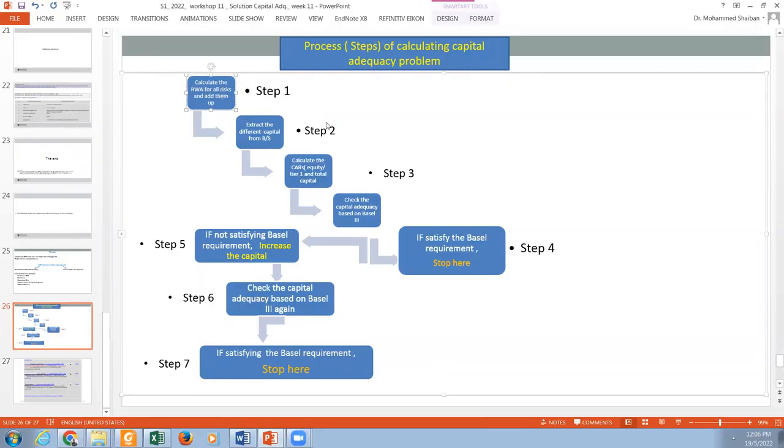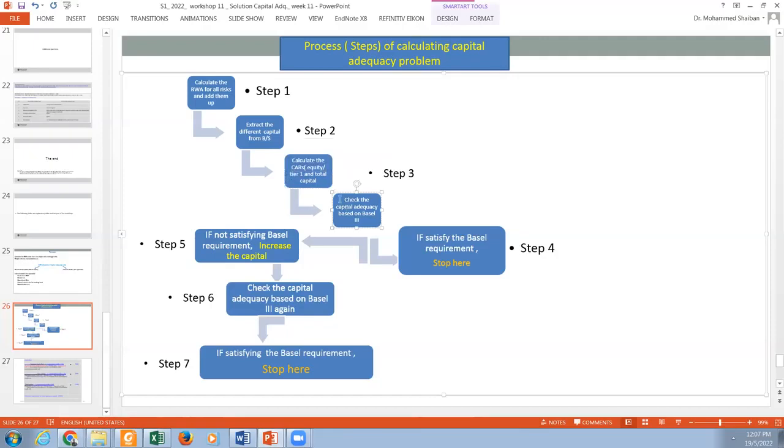Number two, you have to calculate. Here you will extract the different capitals from the balance sheet, and then you will divide the capital by the risk-weighted assets to get the CAR. There are three CARs. For equity, one CAR. For tier one, another CAR. CAR stands for capital adequacy ratio. You have to calculate it.